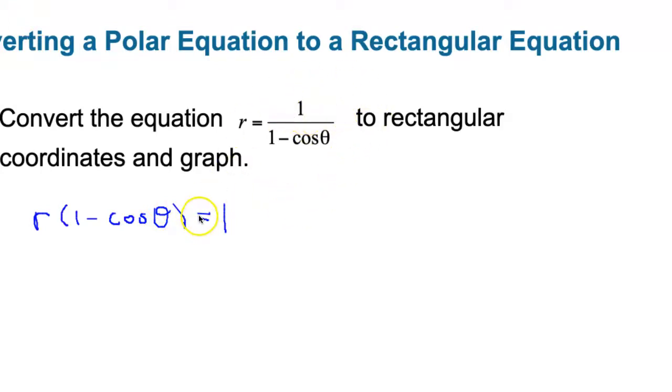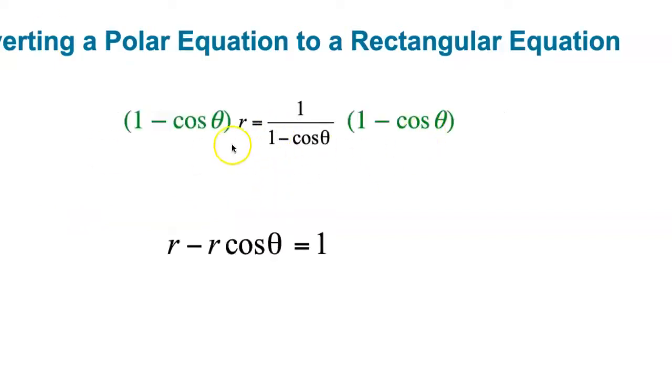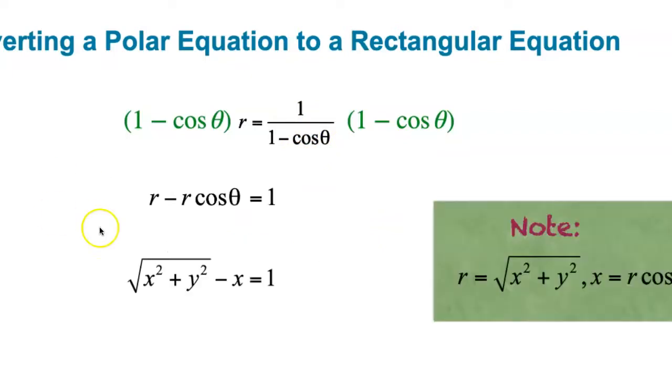And I was about to just write out the whole thing for you by hand, but it occurred to me that when I set up this slideshow, I conveniently have it typed up for you. So this is what happens when you multiply both sides by 1 minus cosine theta. You get this. And here's the distributive property now. And since r is equal to the square root of x squared plus y squared and x is equal to r cosine theta, you can replace any occurrence of r with the square root of x squared plus y squared, and you can replace any occurrence of r cosine theta with x.